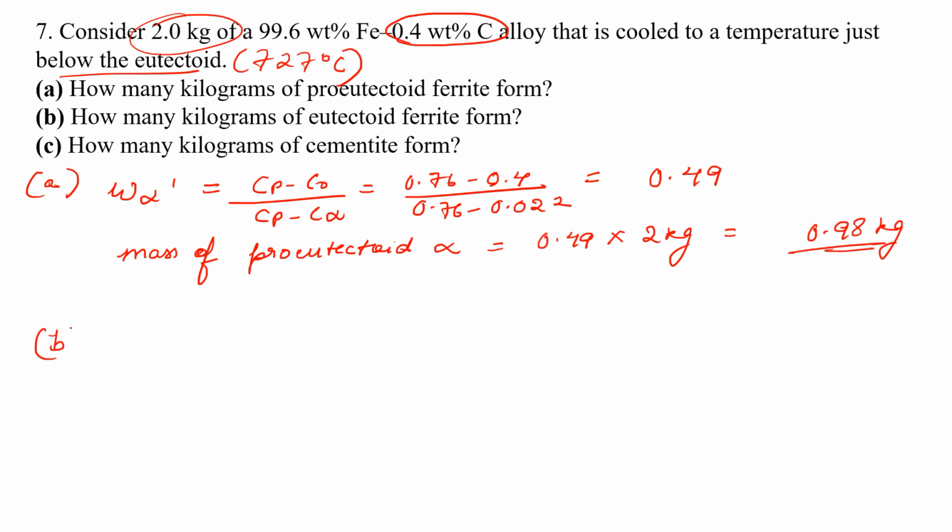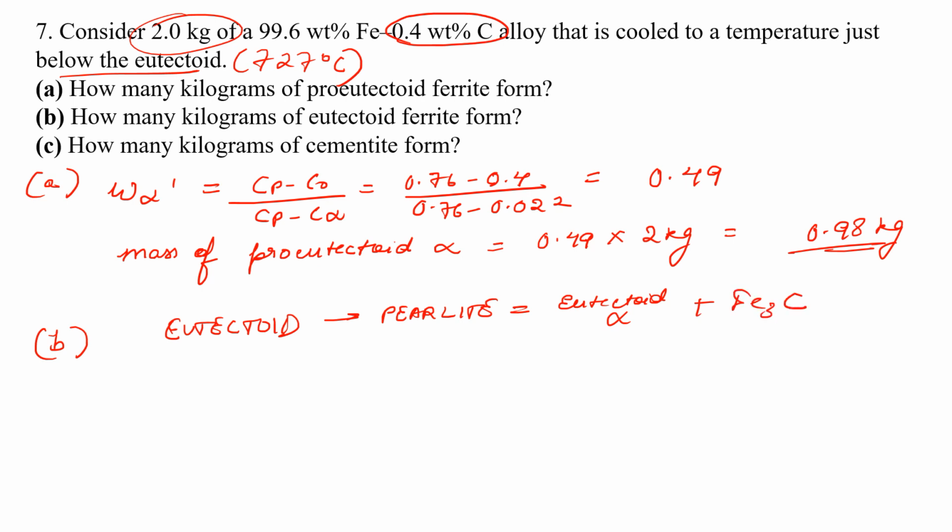So how many grams of eutectoid ferrite? We all know that the eutectoid phase is pearlite, which consists of eutectoid ferrite plus cementite, right? So to calculate that, we need to know the total amount of ferrite, the total alpha, right?